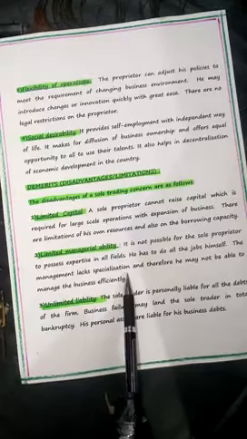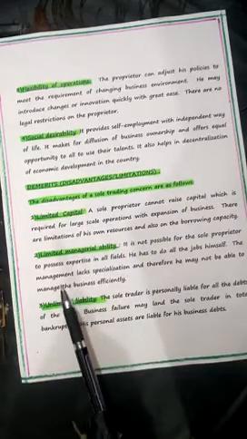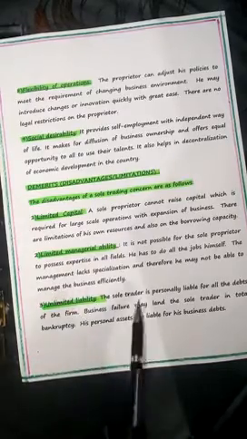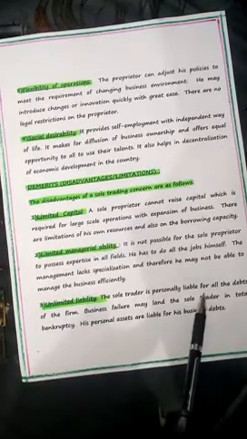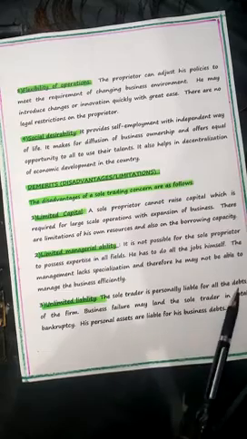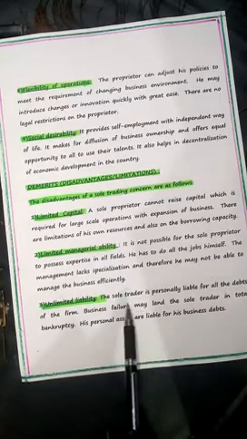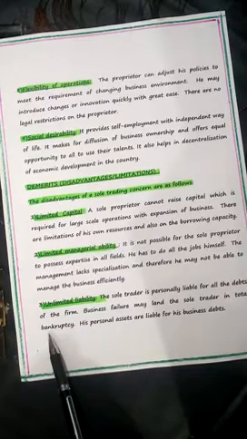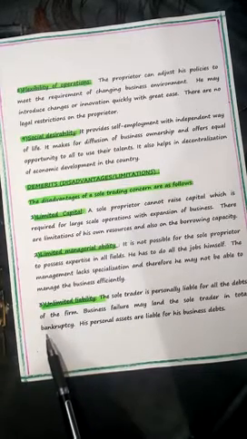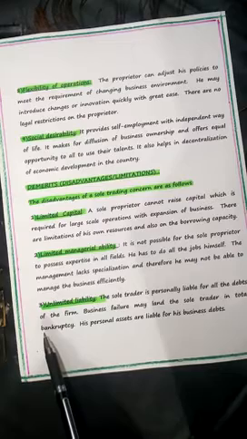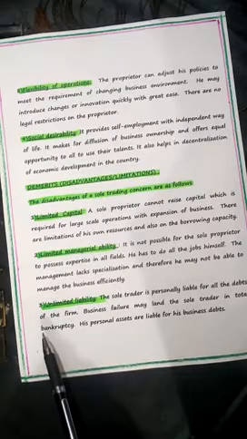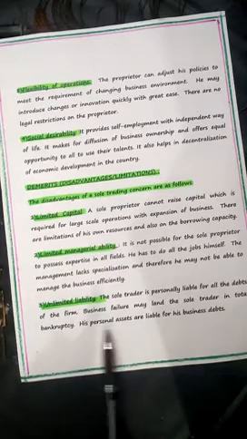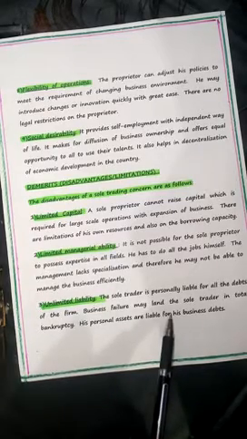Unlimited liability and risk. Whenever you get the word liability, you must also talk about the risk. The sole trader is personally liable for all the debts of the firm. Debts means the borrowings. Business failure may land the sole trader in total bankruptcy. What is the meaning of bankruptcy? In another slang word, we say pauper. So bankruptcy means totally pauper. His personal assets are liable for his business debts. That is why it is the most dangerous thing, children.